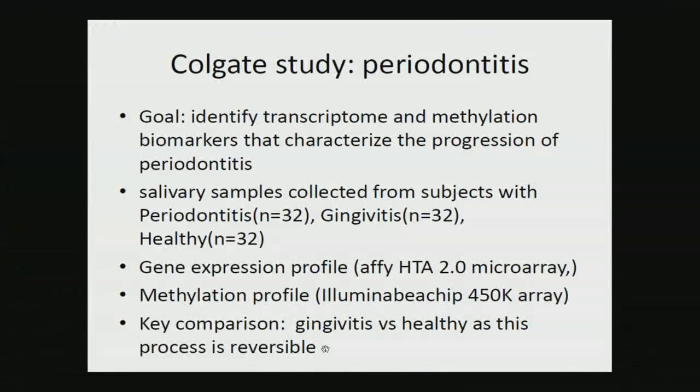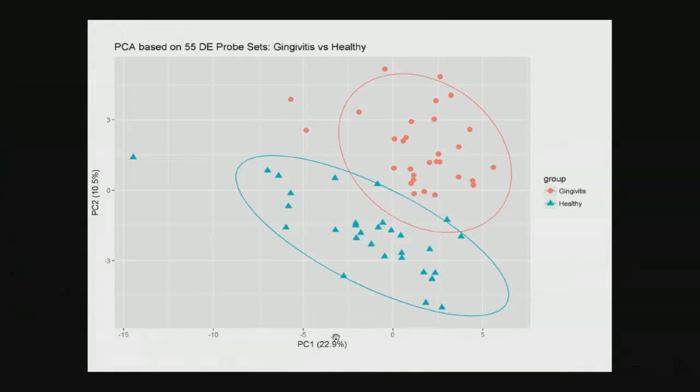So the key comparison is that they want to compare gingivitis versus healthy control, because this process is reversible. So we want to identify a set of candidate biomarkers that are differentially expressed between the gingivitis and healthy control. Okay. And this is just a demonstration. I performed some analysis and identified 55 differentially expressed probe sets between the gingivitis and healthy.